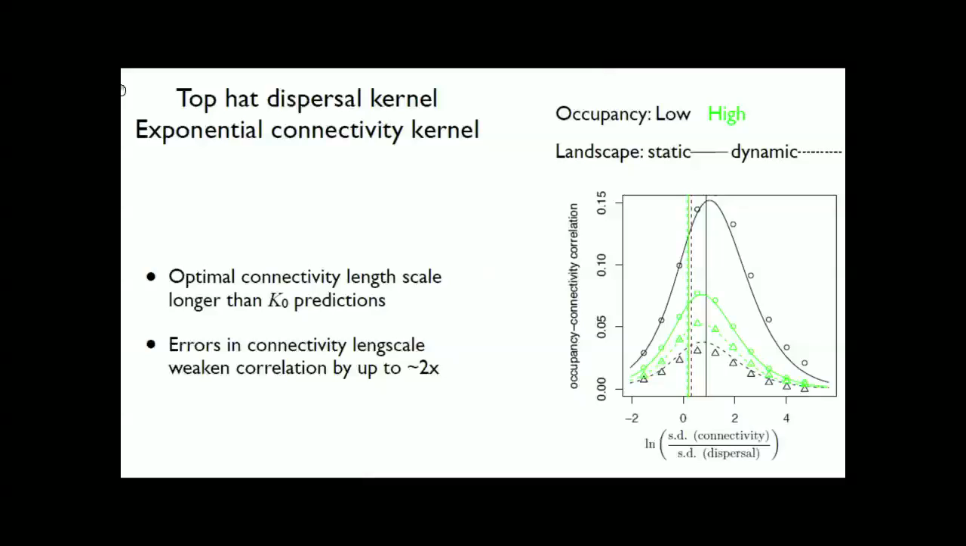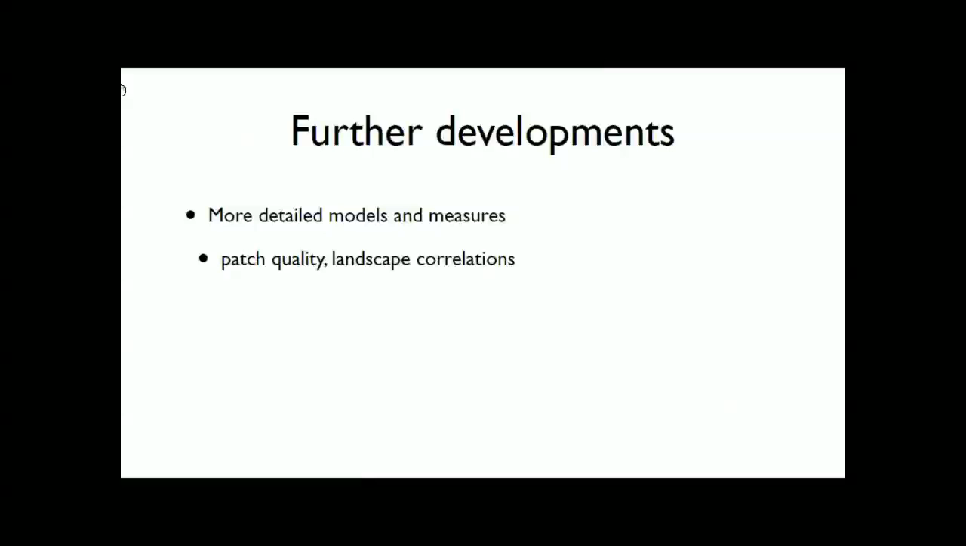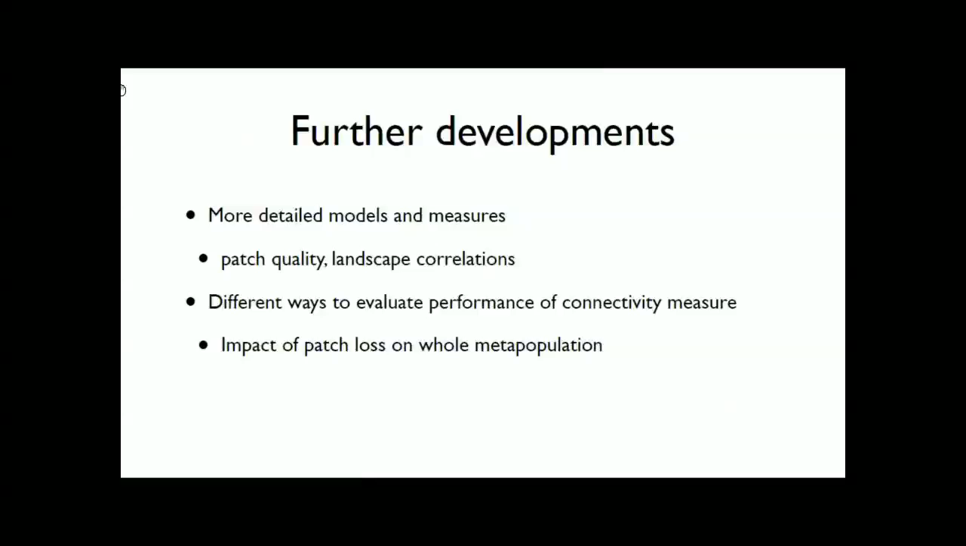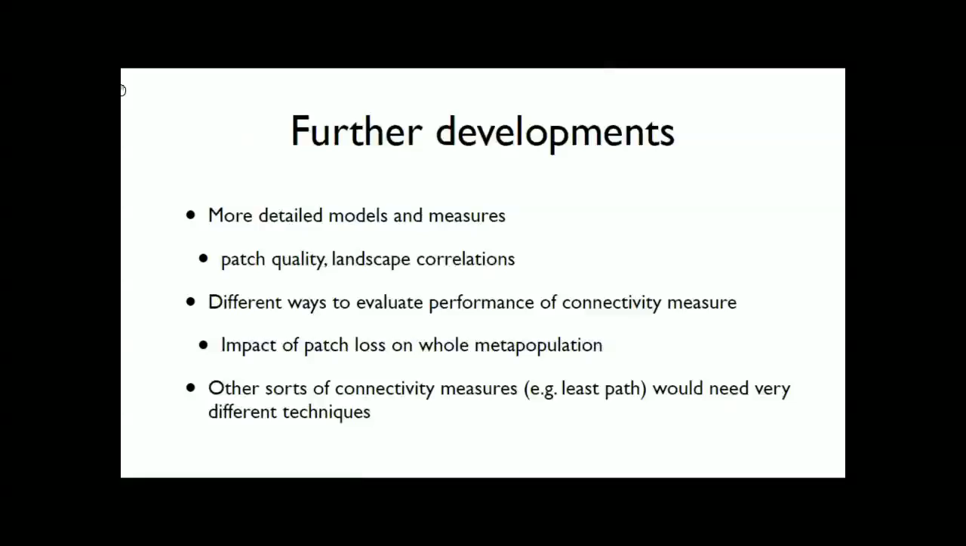Okay, so as I said, the first big disappointment you will have had is that the model doesn't include patch occupancy, so that really is something which ought to be included within this scheme. You might also wonder whether this is actually the best way to evaluate the performance of your connectivity measure. Maybe you want some kind of quantity that says to what extent this choice impacts the whole metapopulation. But unfortunately, if you want to use other kinds of connectivity measures, such as measuring the least path, then these methods that I've described are really not up to the job.